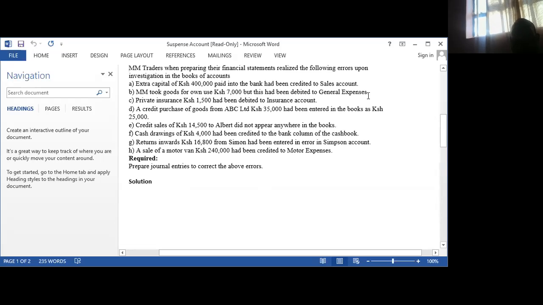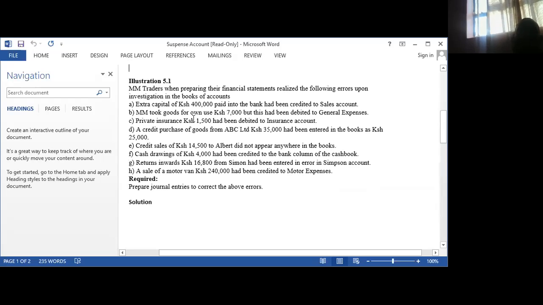type of error that was noted here. MM took goods for own use, 7,000, but this has been debited to general expenses. Look here, when goods are taken for own use, we said that is called drawings. Instead of recording it in drawings, the person had indicated that amount in the general expenses.